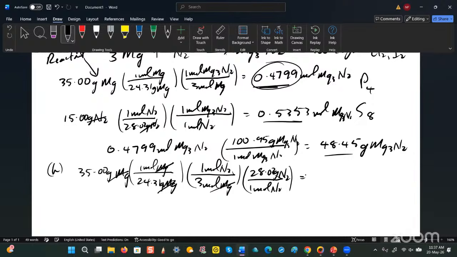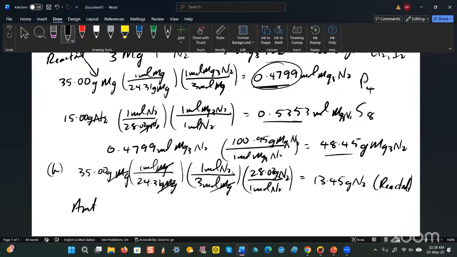So let's see what that gives. 35 divided by 24.31 divided by 3 times 28.02. Again, correct me if I'm wrong, the result I got is 13.45 grams of nitrogen. Please note that this is the amount of nitrogen that reacted, but the question is asking for the amount of nitrogen that remains behind. So how do we find that? We take the original mass of nitrogen. Let me just write this down.